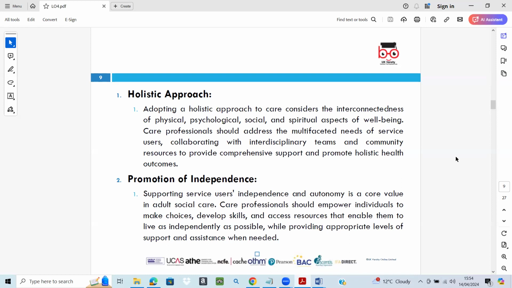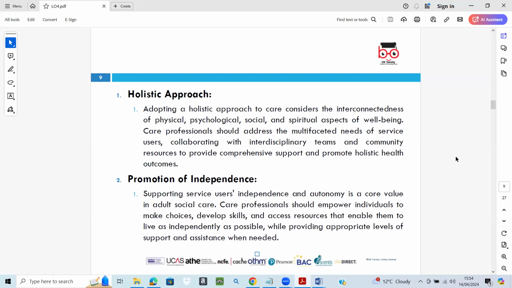And when we collaborate with interdisciplinary, multidisciplinary teams such as doctors, therapists, or social workers, as well as tapping into community resources, it allows us to create a support network that addresses all the factors of a person's health and well-being. So now we need to discuss promotion of independence.